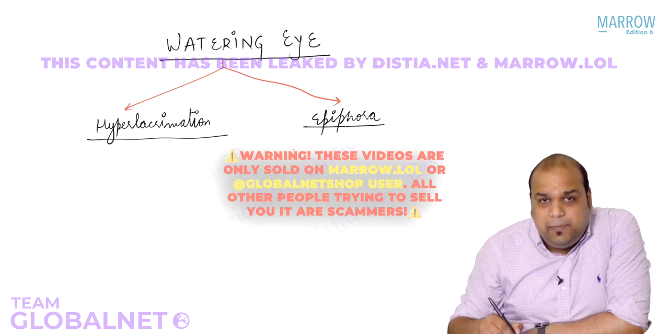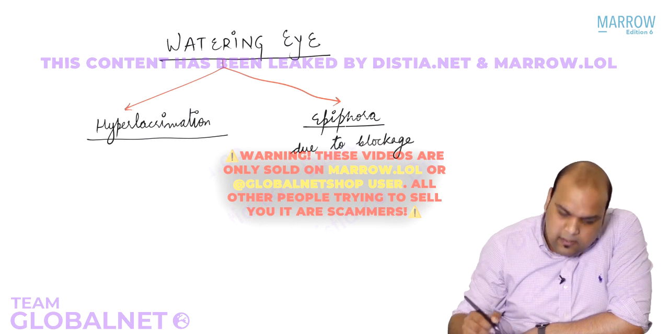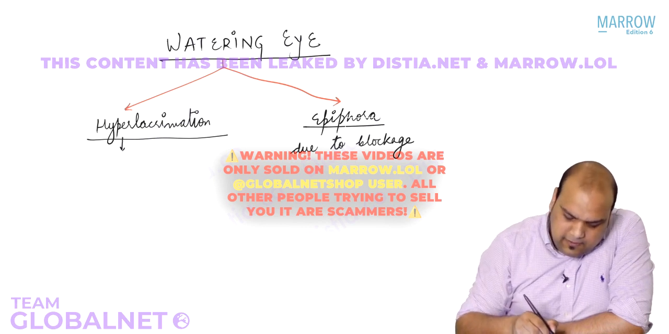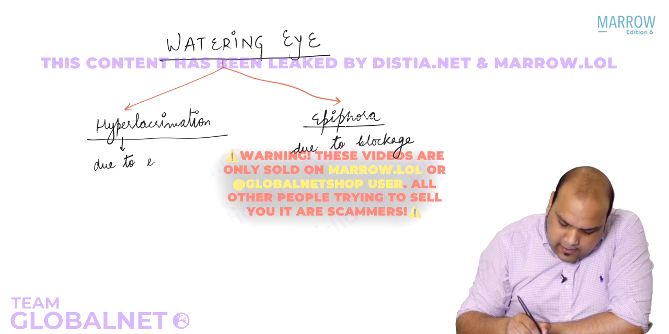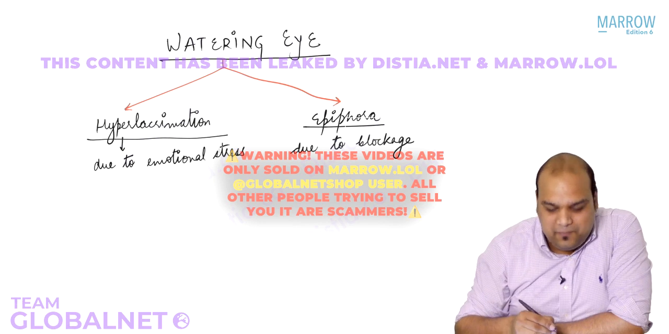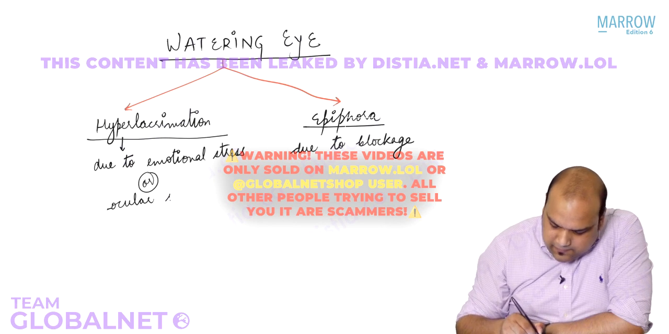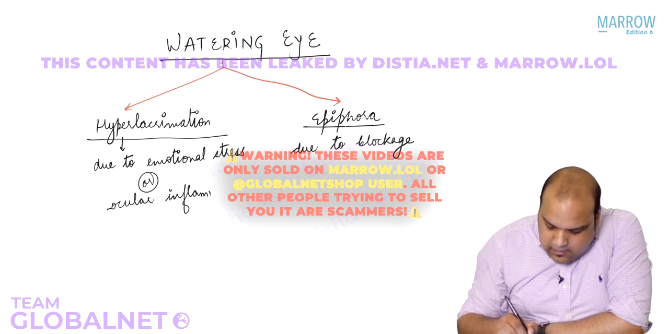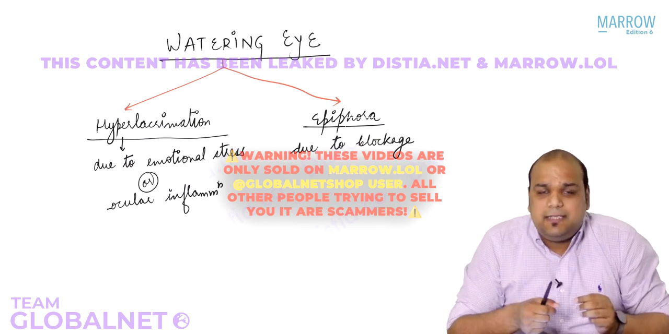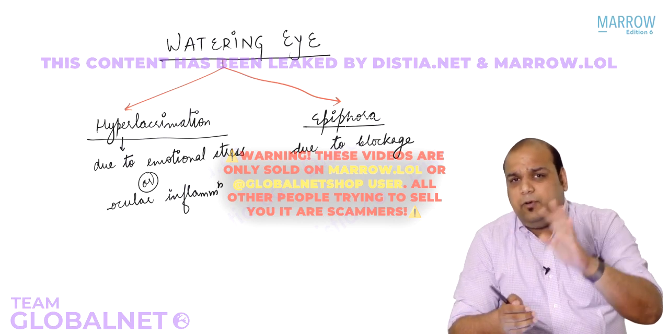But what is the difference? Epiphora is due to blockage, blockage somewhere in the drainage system. But hyperlacrimation is when watering is due to emotional stress, basically what your normal crying is, everybody, or if it is due to any ocular inflammation. Like we must have noted that watering is a symptom of corneal ulcer, of uveitis, and a lot of other diseases. Am I clear to everybody? So in those cases we call it hyperlacrimation, but if there is blockage we call it epiphora.